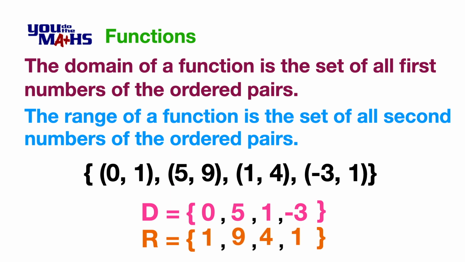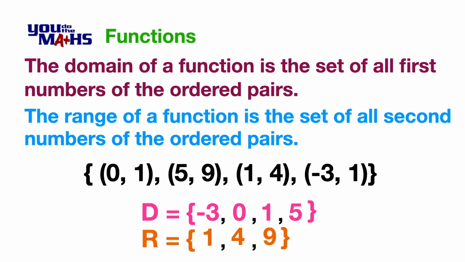Now we can tidy that up a bit, and to tidy it up we'll express the numbers in order from smallest to largest, and we'll also remove any repeated numbers, so we don't need to express the number 1 twice when we're talking about the range. So far in our examples we've seen functions expressed as a set of ordered pairs with a finite number of points, but we can also have a function expressed as an infinite number of points.